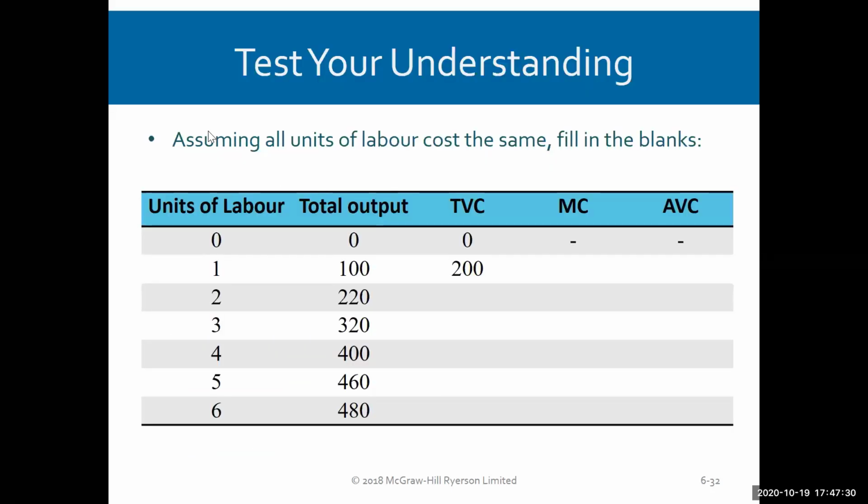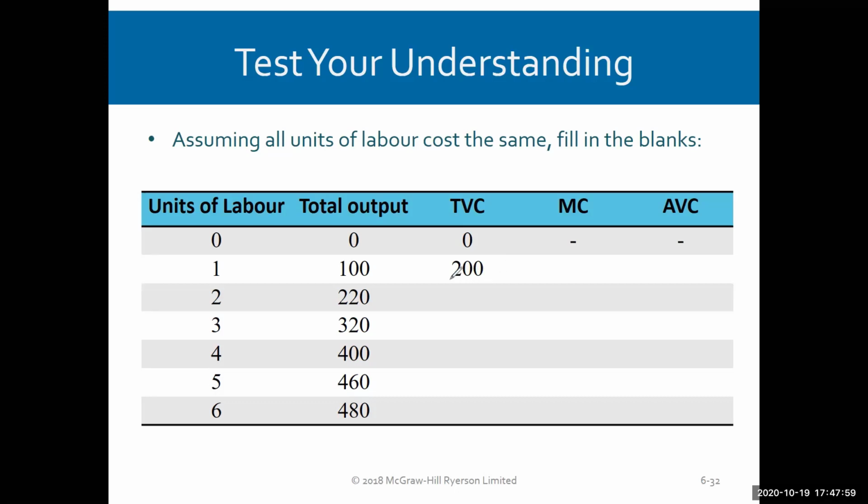So in this example, take a look at what they've given us. They've got units of labor 0, total output 0, because you don't have any workers doing anything. So total variable cost is 0, because you're not paying any workers anything. So then they say, okay, what about at 1 unit of labor? Then you can make a total output of 100 and total variable cost is 200. So I want to ask you, what does a unit of labor cost?